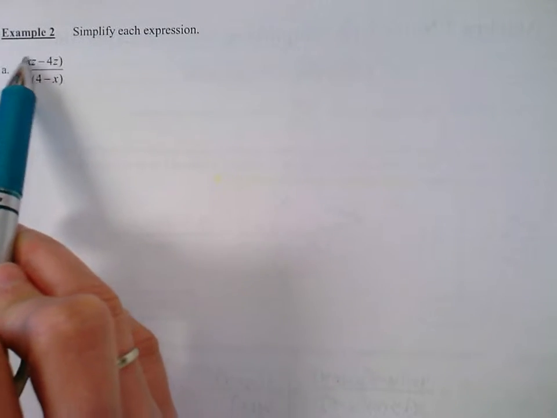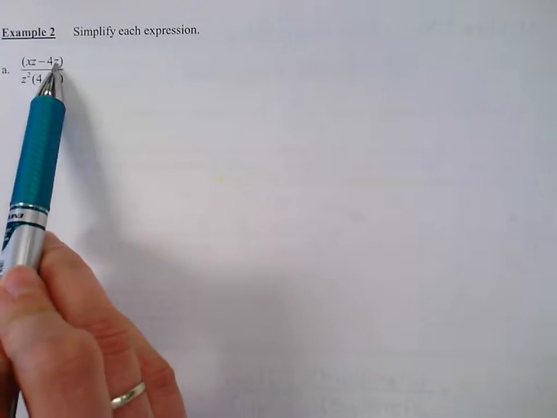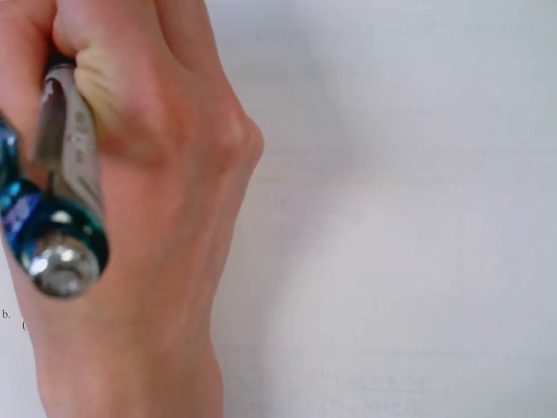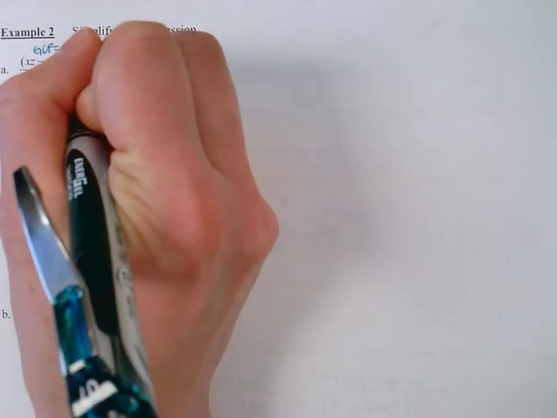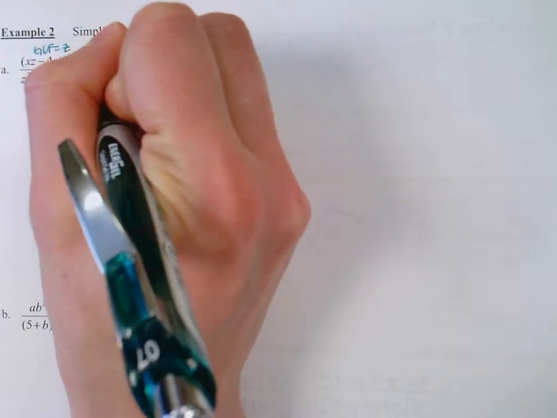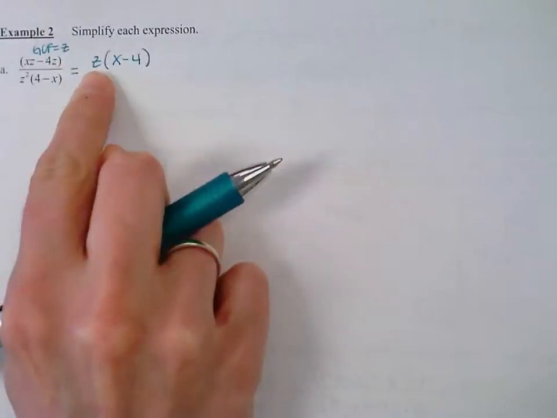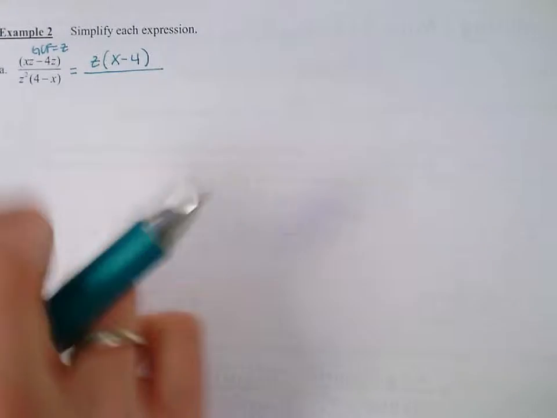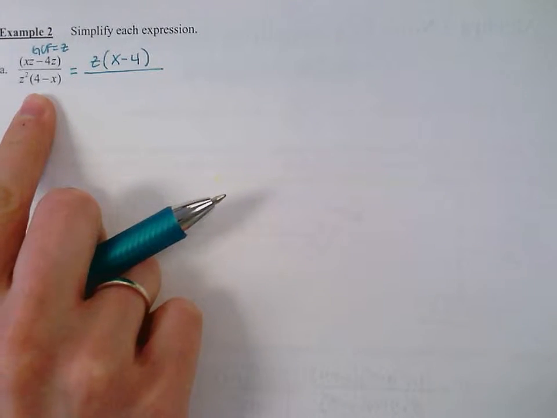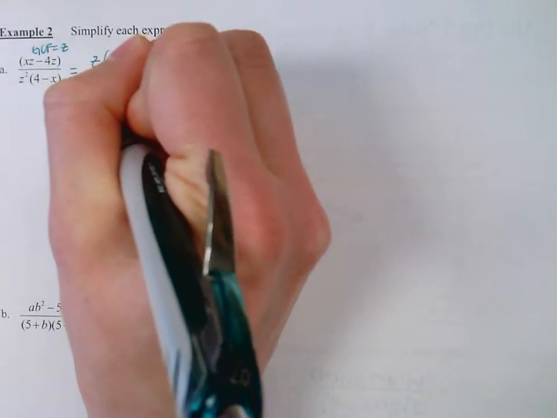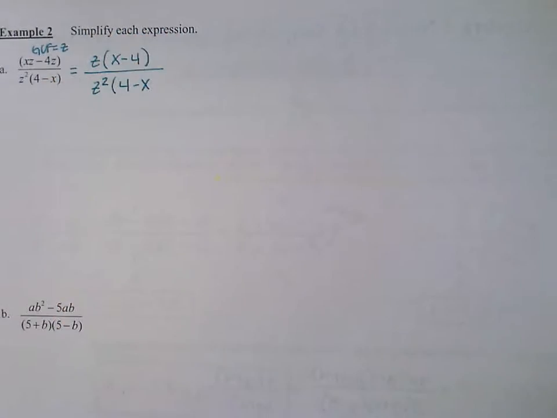And I notice on the top, I don't have a trinomial, I don't have a difference of squares, but both terms have a z, so I have a GCF. So you're reviewing a lot of the different ways to factor in this chapter. So I can factor out a z on the top and have then the quantity x minus 4 with that z in front over. On the bottom, that's already factored, z squared times 4 minus x. Okay, so I get this.